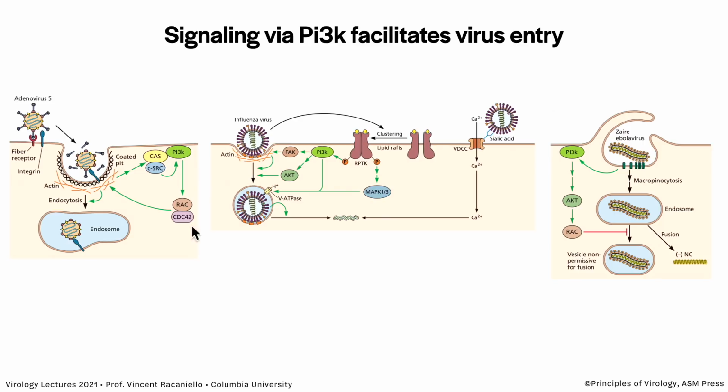And so the virus binding stimulates that. It makes perfect sense, right? And if you interfere with this pathway, the virus can't get into cells. So that's one example. Here's another one, influenza virus binding to the cell surface.